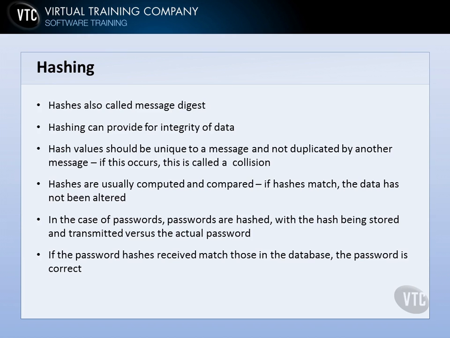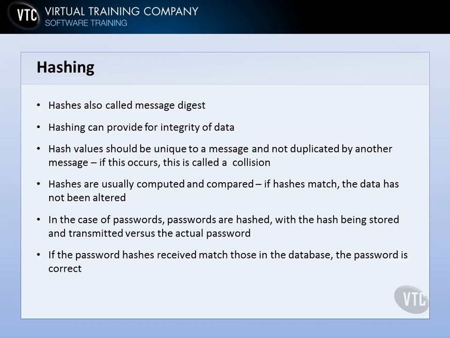Now, these values, these message digests that are produced from running the hashing algorithm on data, are always unique to a message or input, and they're not duplicated by another message. If this occurs, this is called a collision, and that's where weaknesses can come into play. MD5, for example, has been proven to have collisions in it, meaning that you could produce two separate hashes that are identical from two separate non-identical pieces of text or input strings.